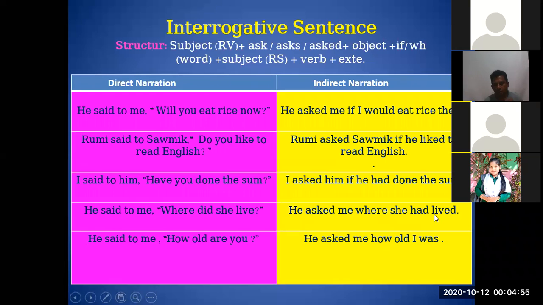Live is changed into lived, because after have, has, had we use the verb past participle form.